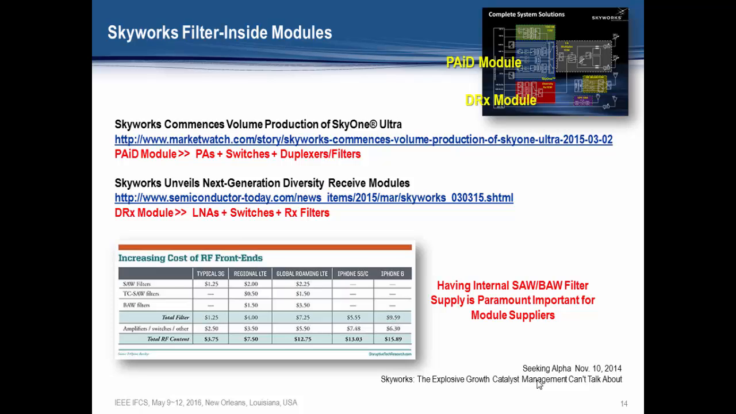The filters cost inside the modules become the highest cost inside modules. So for all these module companies now, they have the PAs, they have the switches, but they must have their own internal filter supplies now. This is exactly what Skyworks is facing in this situation. We must have our own filter supply. And this is also true for some of the other module companies like Avago, like Qorvo, like Murata also.